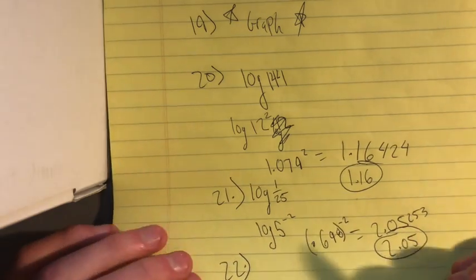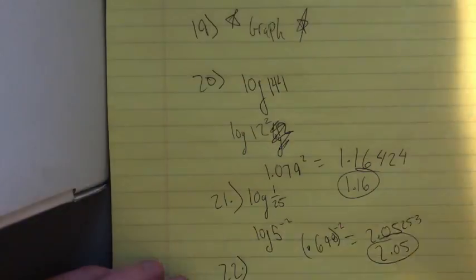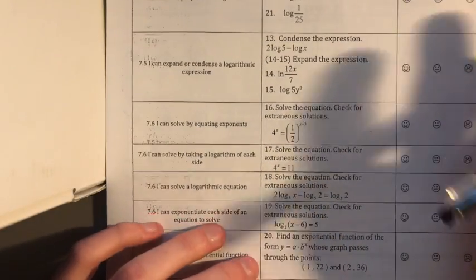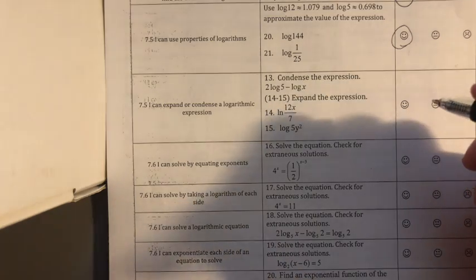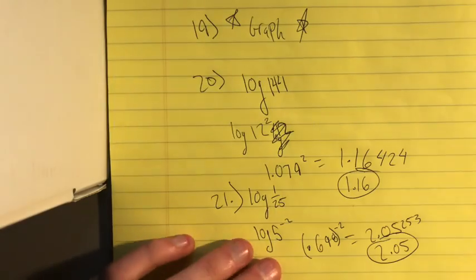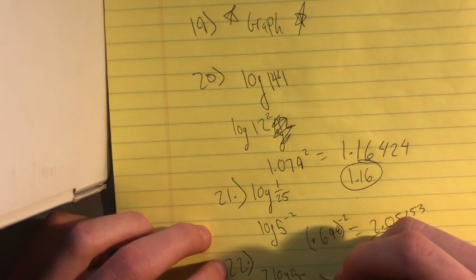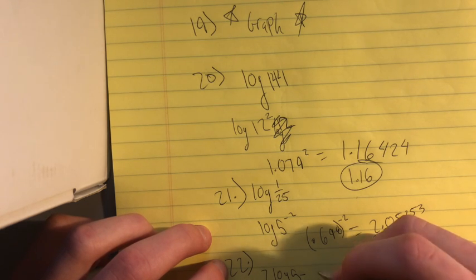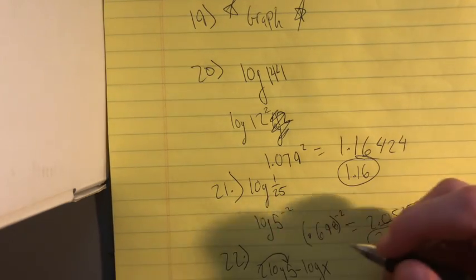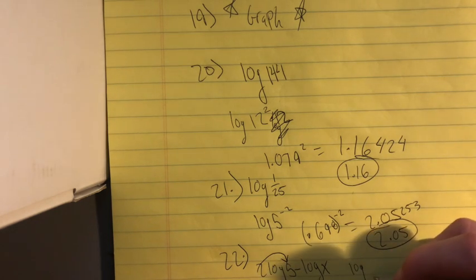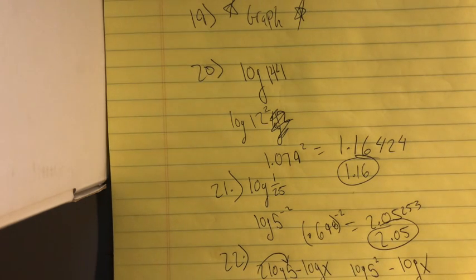And what we've got here is, oh, let me show you guys. We have to expand or condense a logarithmic expression. We'll give this a smiley face. Okay, so we have to condense this one. So 22 is 2 log 5 minus log x. And this is the exponent, so it goes back up. So it's log 5 squared minus log x.